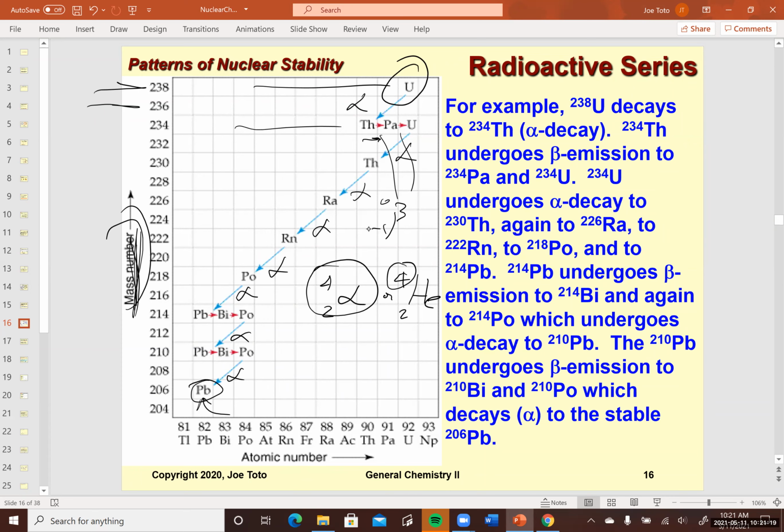So it decreases by 4, and you can write it like that. So uranium-238 goes to thorium-234 plus helium. So that's the process there, and this is how we usually write it in chemistry.